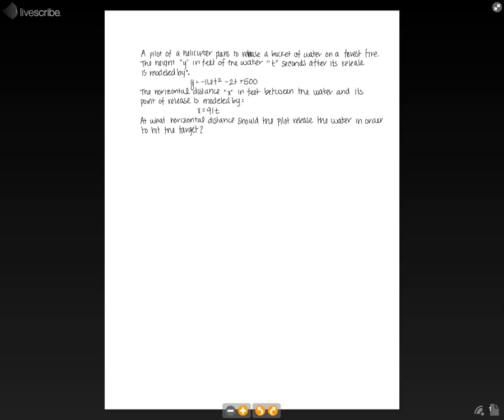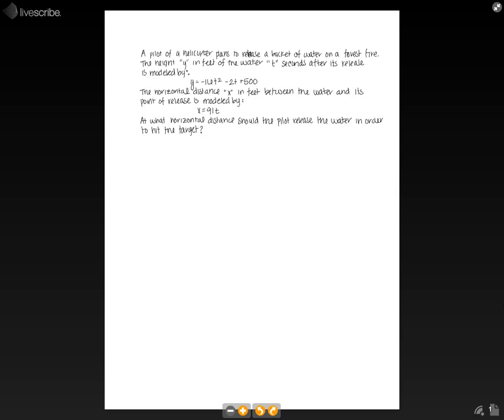In this pencast, we're going to be solving word problems using quadratic equations. This problem says, a pilot of a helicopter plans to release a bucket of water on a forest fire. The height y in feet of the water t seconds after its release is modeled by y equals negative 16t squared minus 2t plus 500.